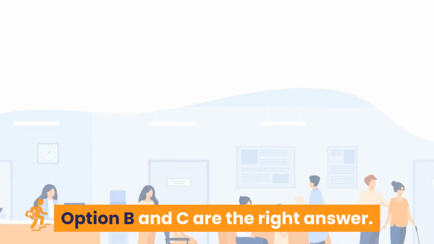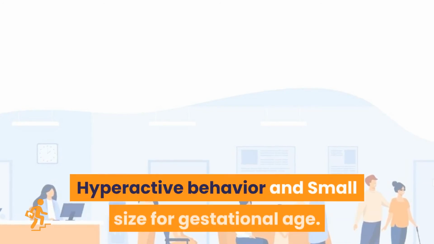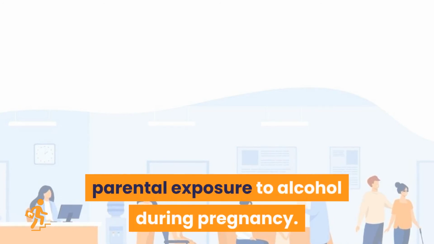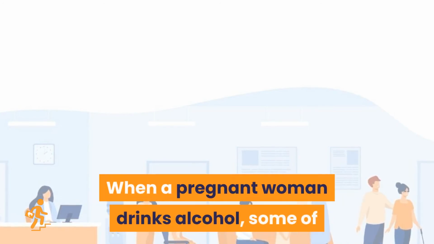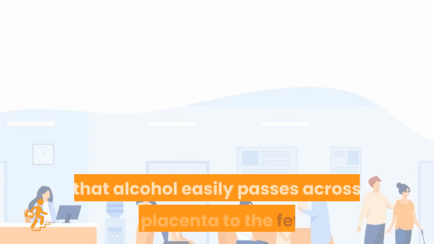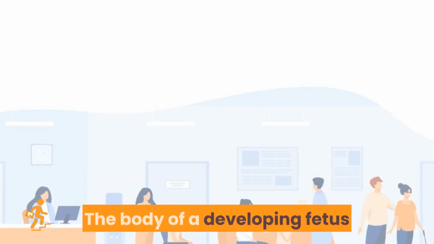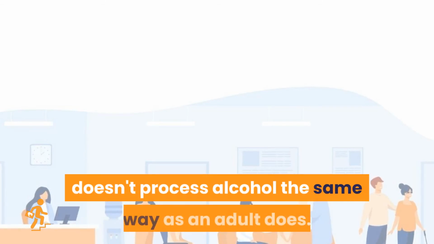Option B and C are the right answer. Hyperactive behavior and small size for gestational age. Fetal alcohol syndrome is the consequence of parental exposure to alcohol during pregnancy. When a pregnant woman drinks alcohol, some of that alcohol easily passes across the placenta to the fetus. The body of a developing fetus doesn't process alcohol the same way as an adult does.